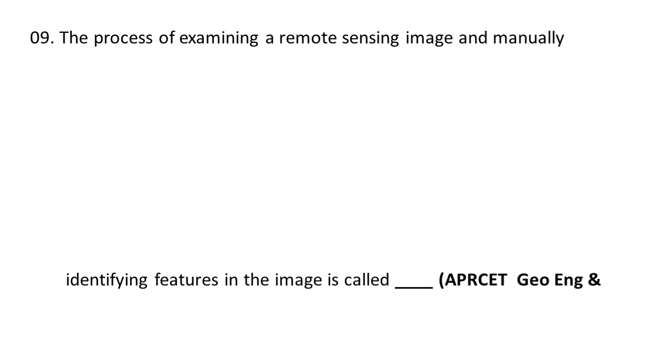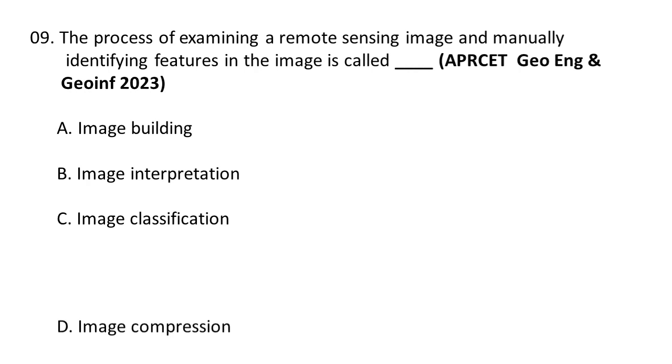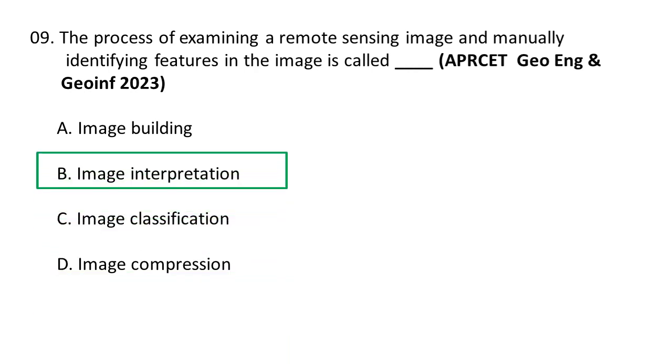Next question. The process of examining a remote sensing image and manually identifying features in the image is called as A. Image building, B. Image interpretation, C. Image classification, D. Image compression. The correct option is image interpretation.